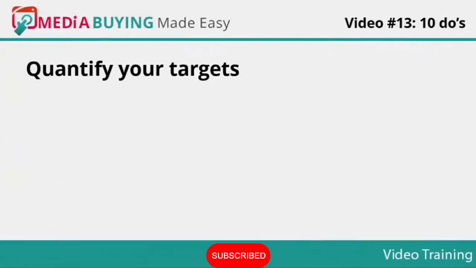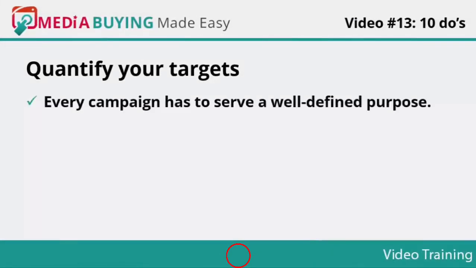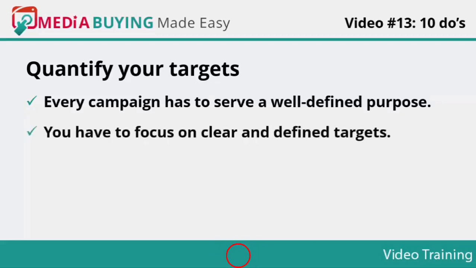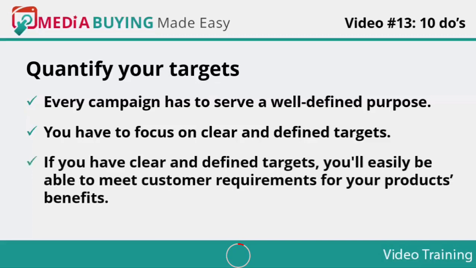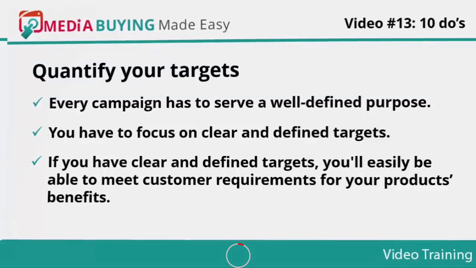Quantify your targets. Nowadays, every campaign has to serve a well-defined purpose. Careful thought is given to creative aspects to get the best results for your business and ultimately the sale of the product. For this, you have to focus on clear and defined targets, so that you can achieve your target of getting good sales through your media buying campaign. Your ad should be very clear and specific about your product, benefits, and sales. If you have clear and defined targets, you'll easily be able to meet customer requirements for your product's benefits. This also increases the growth prospects of your business.